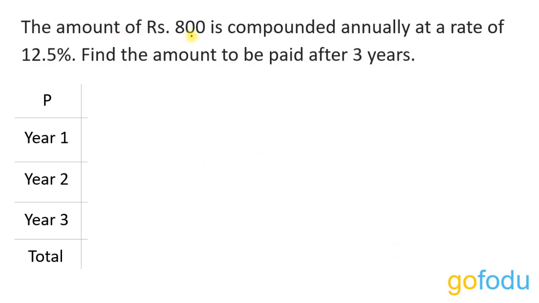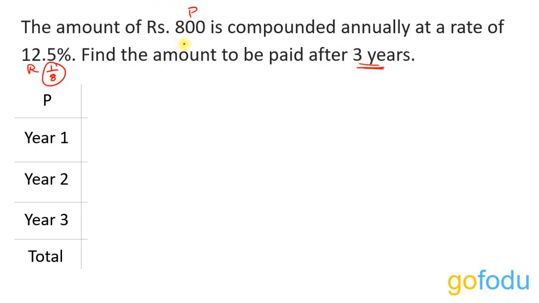The amount of rupees 800 is compounded annually at a rate of 12.5%. So this is the principal. This is the rate of interest. 12.5% is 12.5 upon 100, that is 1 upon 8, multiplying factor of 1 upon 8. We have to find the amount to be paid after 3 years. So for 3 years, most of the time manual calculations are easier than the formulas. So we will be doing manual calculation here.